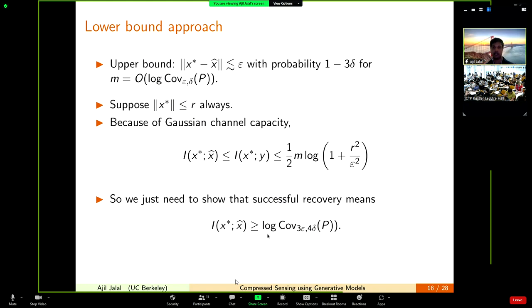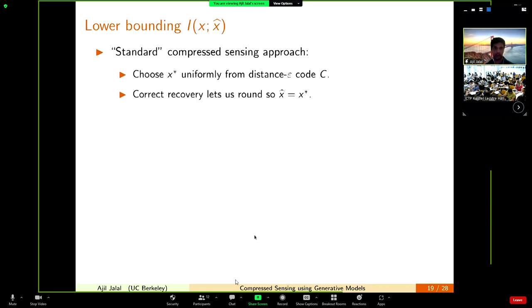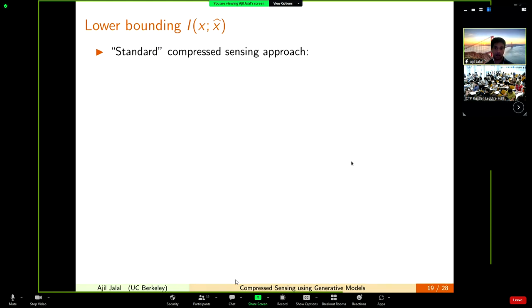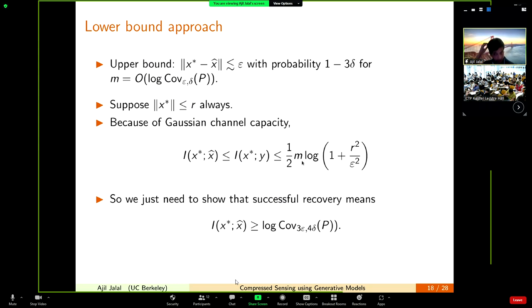And the main difficulty here is that Fano's inequality is typically proven for a discrete distribution and a uniform distribution over discrete elements. Whereas here, P is continuous and arbitrary, and we need to show this lower bound. I'm not going to talk about how we show it, but we are able to show some version of that. If you take this capacity inequality, which gives an upper bound on the mutual information between X star and X hat in terms of the number of measurements, and you have this lower bound for the mutual information in terms of the log epsilon delta covering number, you put these two things together and the lower bound directly transfers, and it says that the number of measurements you need should be at least the epsilon delta covering number.